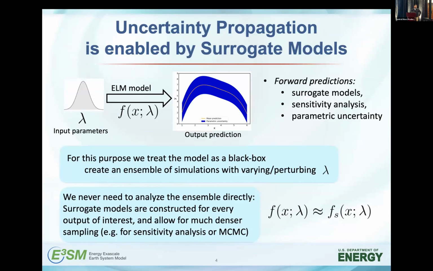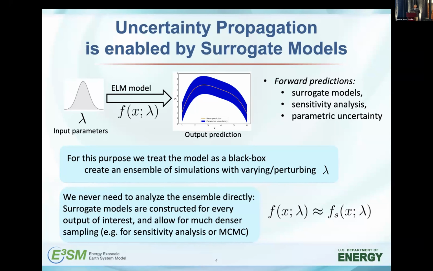And so for the purposes of generating these models, we treat ELM as kind of a black box where we have a number of input parameters that can vary. We run an ensemble of generally a couple hundred to a couple of thousand ensemble members. And then after that, we never really need to go back and analyze that ensemble directly. Instead, we construct a surrogate model for specific outputs of interest. So for example, if we're interested in gross primary productivity, we take all of those outputs over that parameter space and we basically fit a model to the model output.